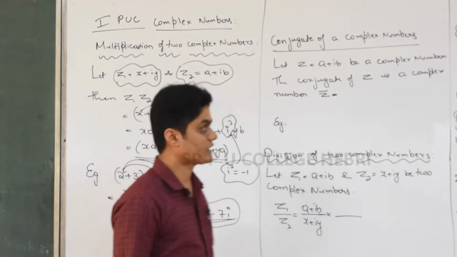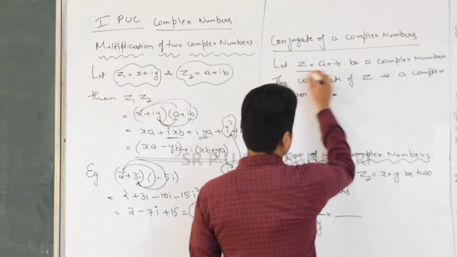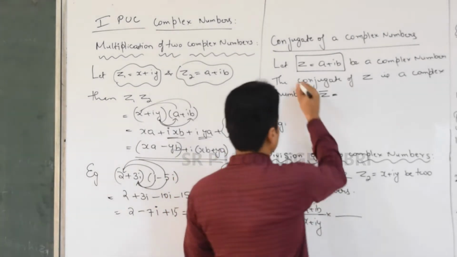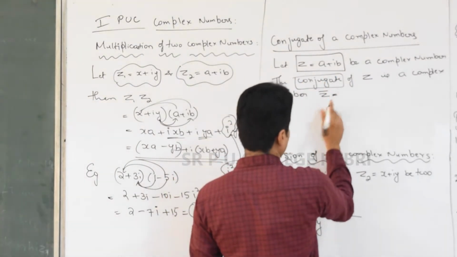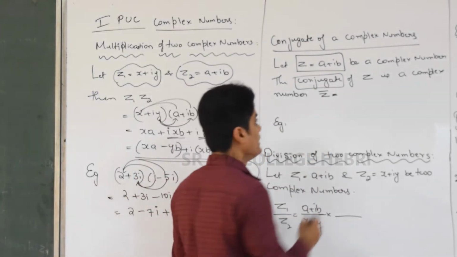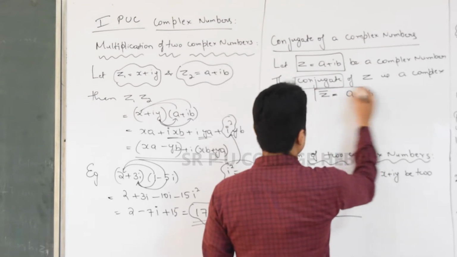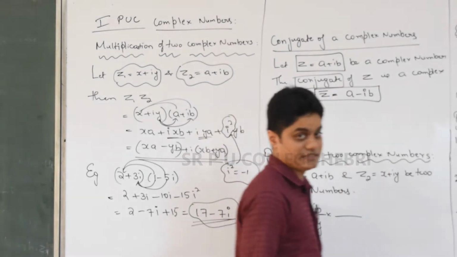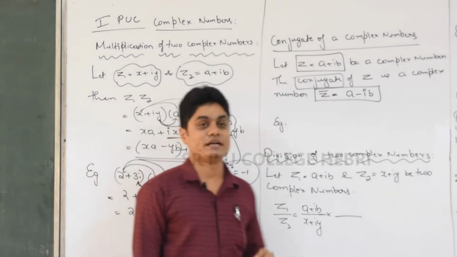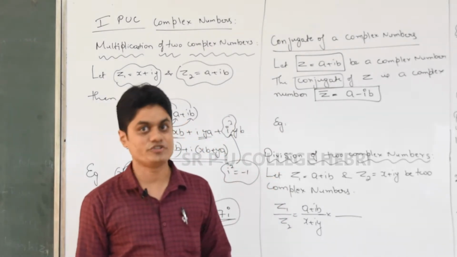Let z is equal to a plus ib be the given complex number. Then its conjugate is a complex number z bar. You can read it as z bar or bar z, however you like. And z bar is equal to a minus ib. Remember, if a plus ib is the given complex number, then its conjugate is a minus ib.